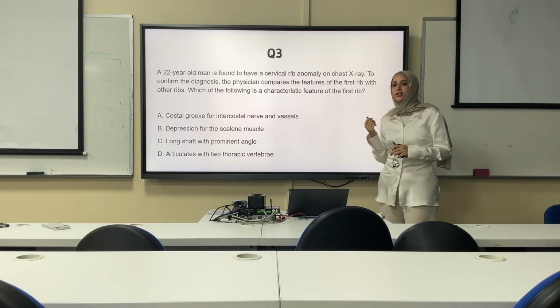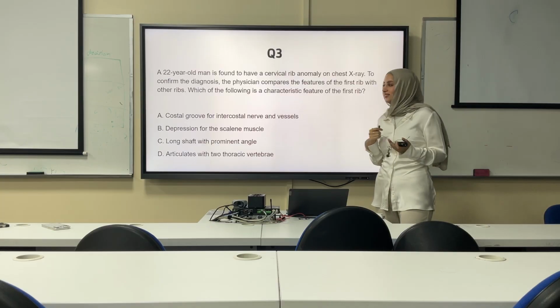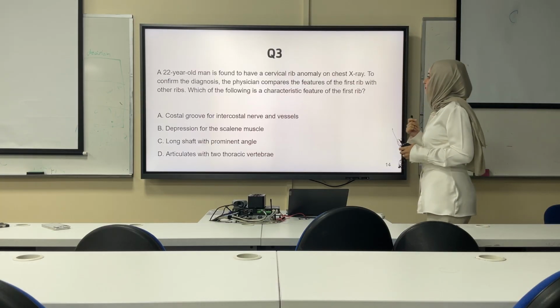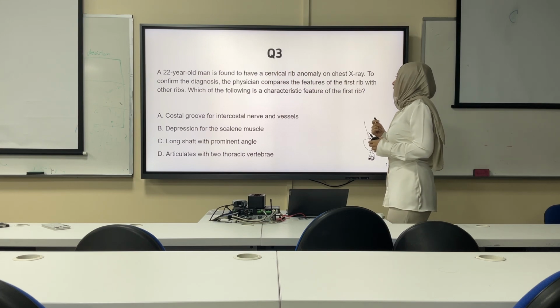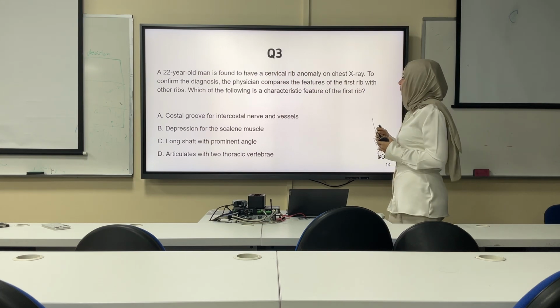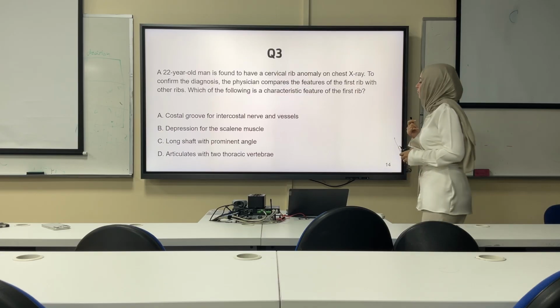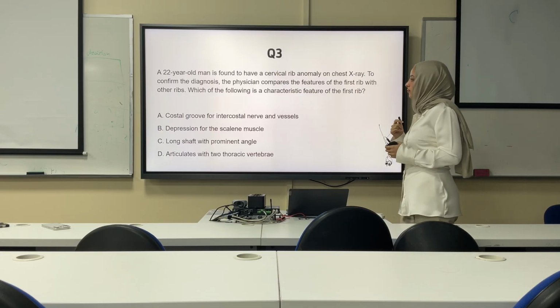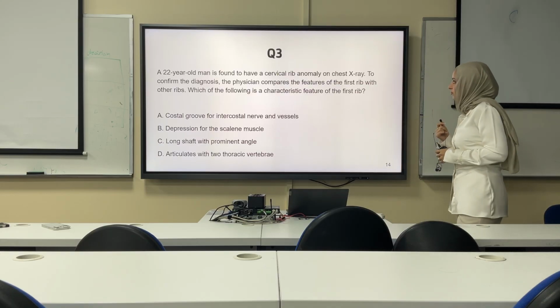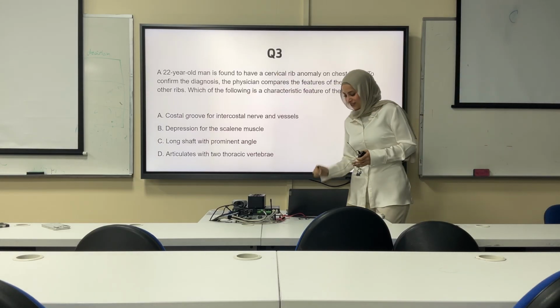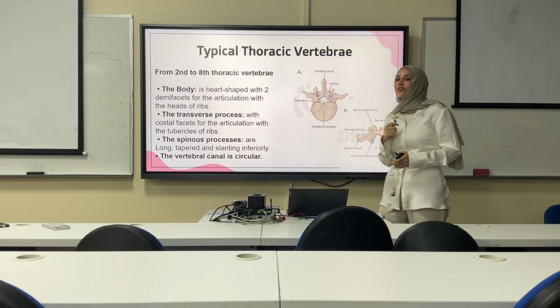Question 3. Does anyone want to read? Or should I read it? A 22-year-old man is found to have a cervical rib anomaly on chest X-ray. To confirm the diagnosis, the physician compares the features of the first rib with the other ribs. Which of the following is characteristic of the first rib? A. Costal groove for the intercostal nerve and vessels. B. Depression for this. B. Right, bravo. Well done.